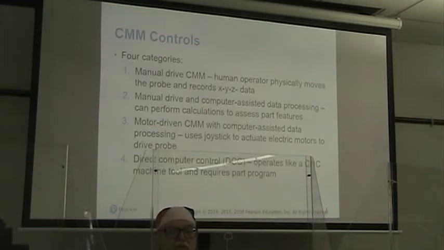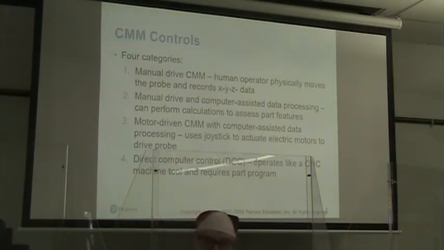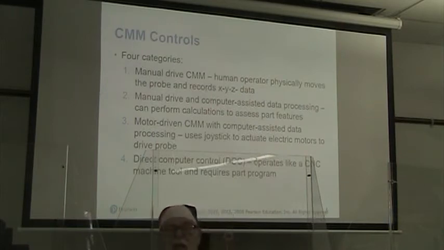We can have the motor-driven coordinate measuring machine with computer-assisted data processing. In this case, we use a joystick to actuate the electric motors to drive the probe. And finally, we have the direct computer control, or DCC. It operates like a computer numerical controlled machine tool, and it requires a part program as part of its software.